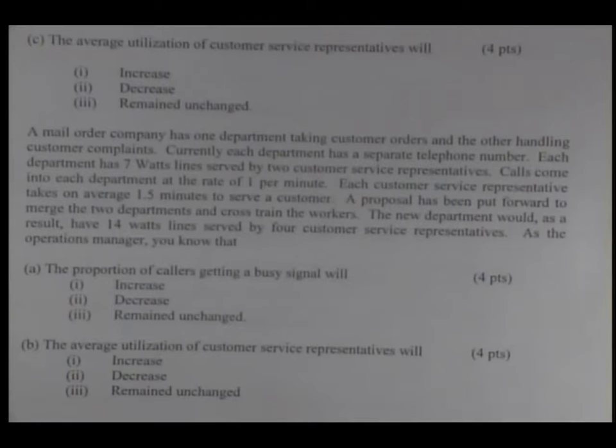So is the average utilization of customer service representatives going to increase, decrease, or remain unchanged? Increase. It's going to increase, right? Because now, when I wasn't busy before, right? Now I'm helping out someone else, and I can be busier then. Okay. So those are a couple of examples.